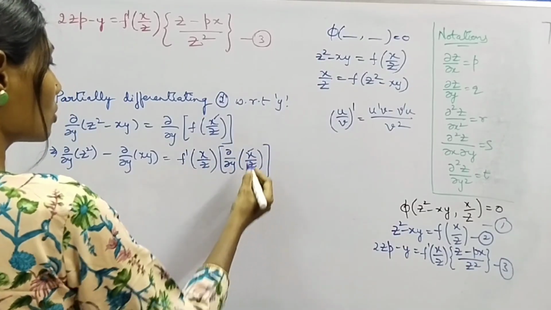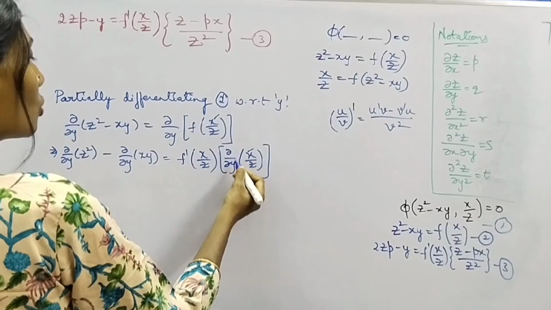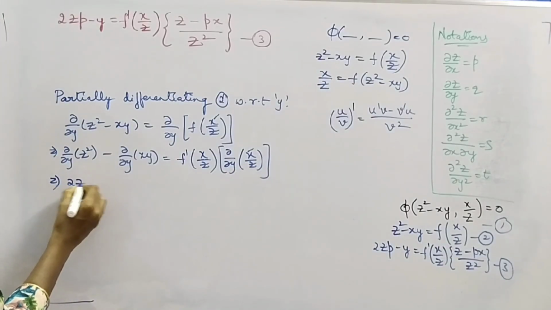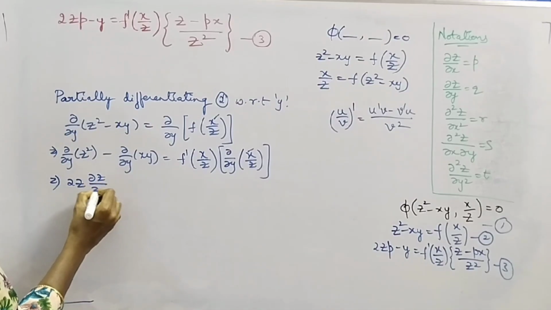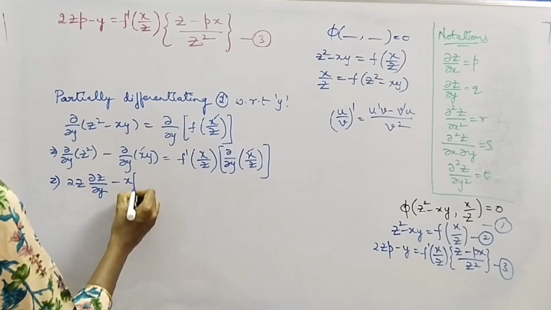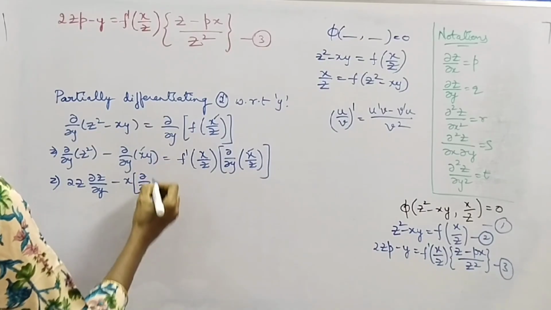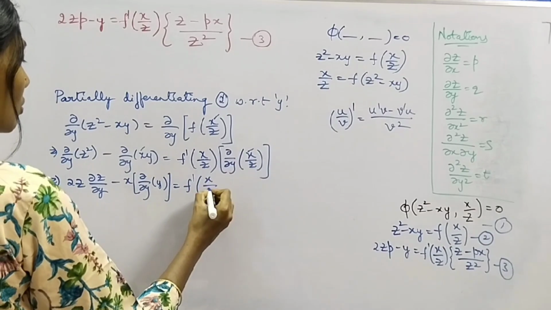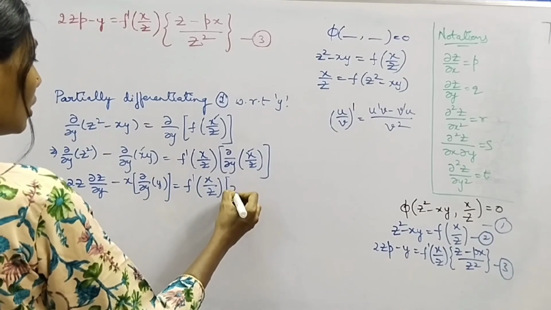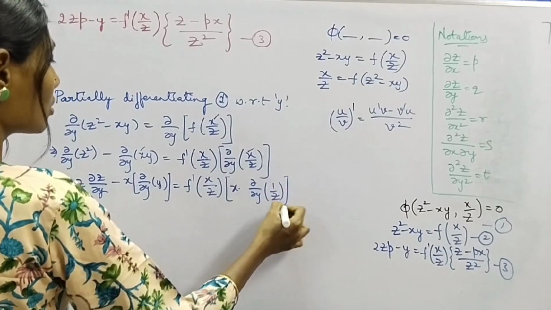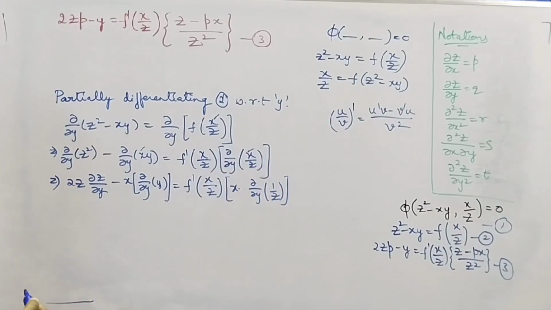Here x is constant, so we'll write this term as x into ∂/∂y of 1/z. Fine, this gives us 2z into ∂z/∂y minus, here x is constant, so we'll write this as x into ∂/∂y of y, equal to f' of x/z into x into ∂/∂y of 1/z. Since x is constant, we wrote it beside the partial derivative, right?